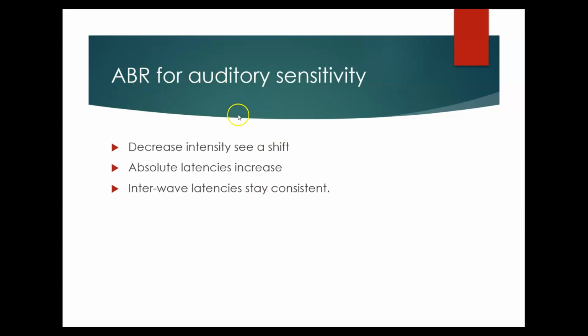For auditory sensitivity, as we decrease the intensity, we saw that on the norms for adults, the latencies increase, but the waves should still be there. Except for wave 1, we should still see 3 and 5 below 50. So the absolute latencies, the time that each of those waves occurs, increase, but the interwave latencies stay the same.